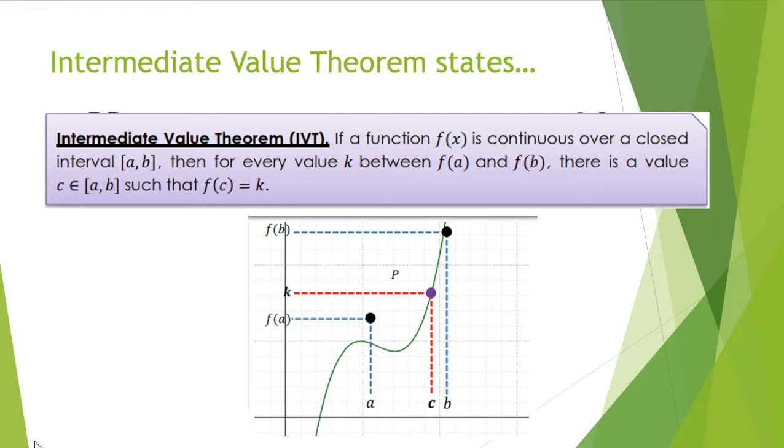Kung makikita nyo yung graph na ito, sabi dito na for every k value in between f of a and f of b, there is a corresponding c value in between intervals a and b. Kung nasa gitna ang value of k, syempre dapat ang c value na equivalent niya ay nasa gitna din ng intervals a and b. Hindi pwede na ang value of c goes beyond intervals a and b.